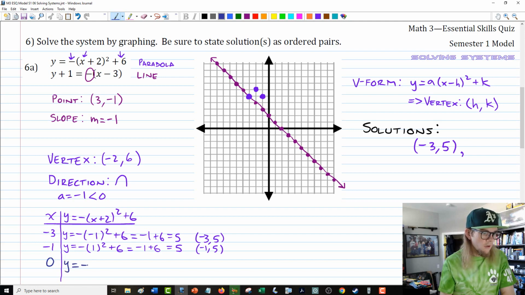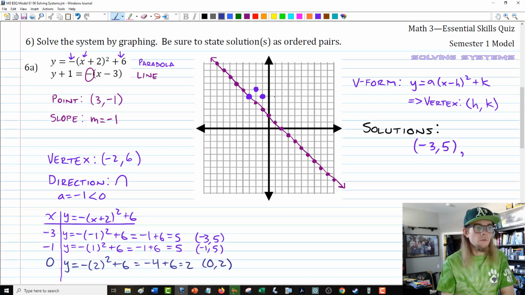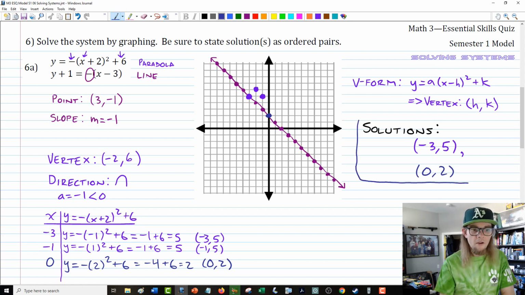So if I plug in 0, I'm going to get negative (0 plus 2) squared plus 6. From here, that's going to be negative 4 plus 6, which is 2. So we're going to get the point (0, 2). That falls right here, which is also going to be on the line. So we've actually found our second solution point, (0, 2). Pretty big outcome. We found our 2 solutions.